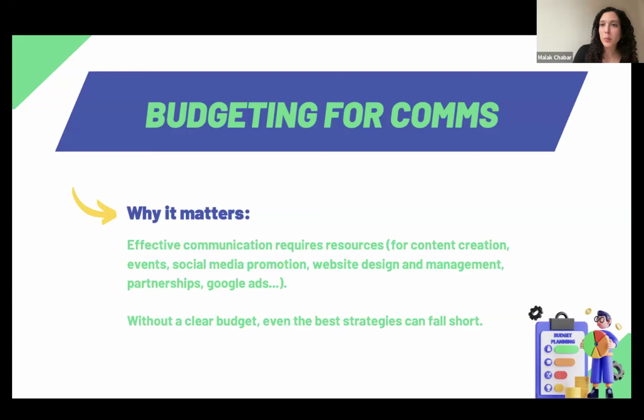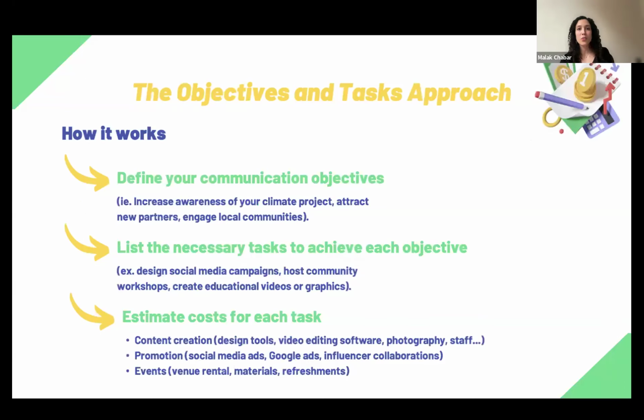So how do you actually budget for it? One approach that I really like and that I think is quite effective is the objectives and tasks approach. And how does it work? You first start by defining your communication objectives or goals. We've mentioned these over and over through the whole presentation. So, for example, increase awareness for your climate project, etc.